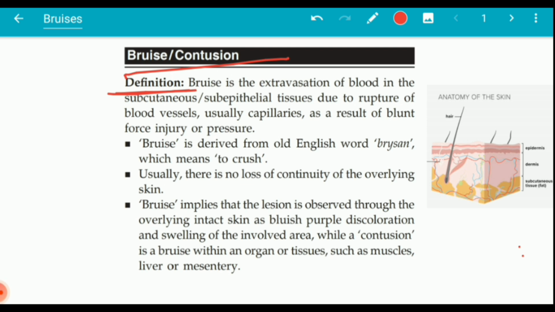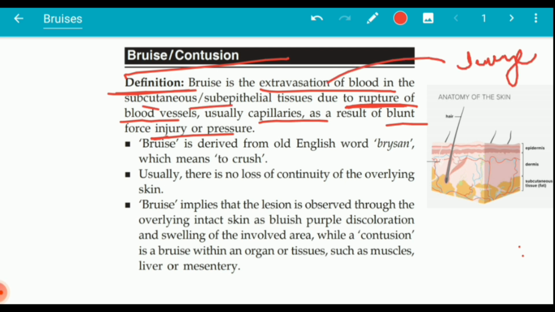What are bruises? A bruise mostly occurs when a rupture is observed in the blood vessels, mostly capillaries, when they come in contact with blunt force, and often this pressure leads to the extravasation of blood. Now what is extravasation? Leakage of blood. This leakage of blood takes place in the subcutaneous or epithelial tissue. So this is the subcutaneous tissue. These are the layers of your skin. I hope you have learnt about it while reading the anatomy of skin.